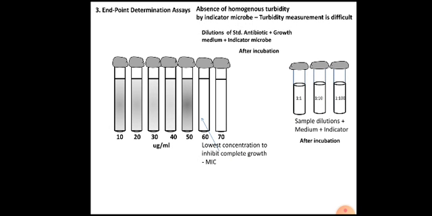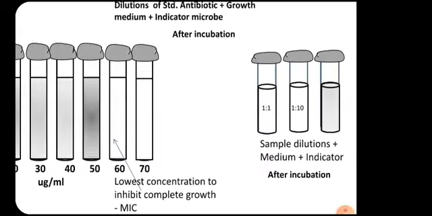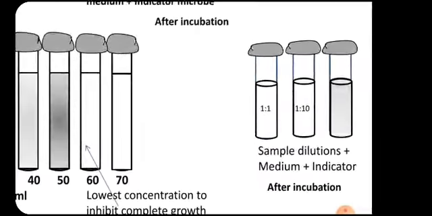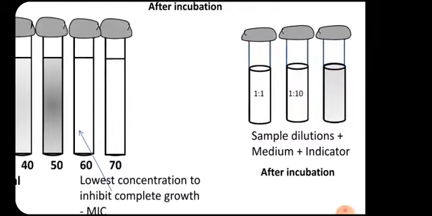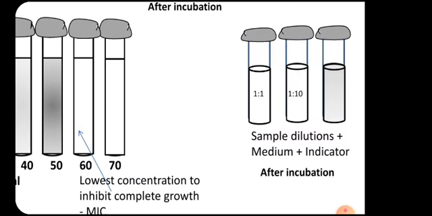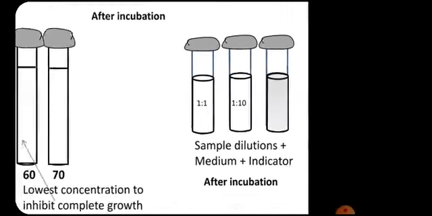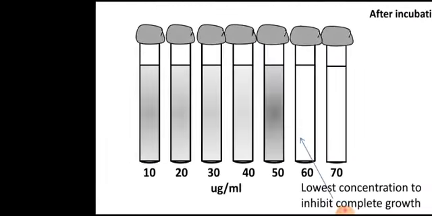These tubes are then incubated, and say for example this kind of pattern of growth is observed. You can see here that in the first two tubes, 1:1 and 1:10, there is absence of growth, and the last tube, 1:100, which has the least concentration of antibiotic, is showing the presence of turbidity. Now you have to compare this set with this set.